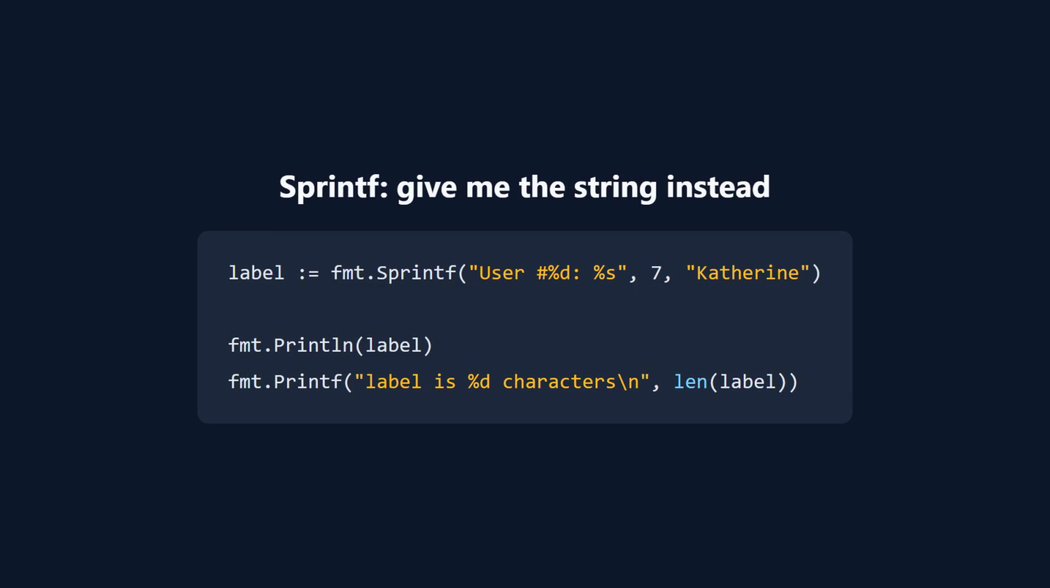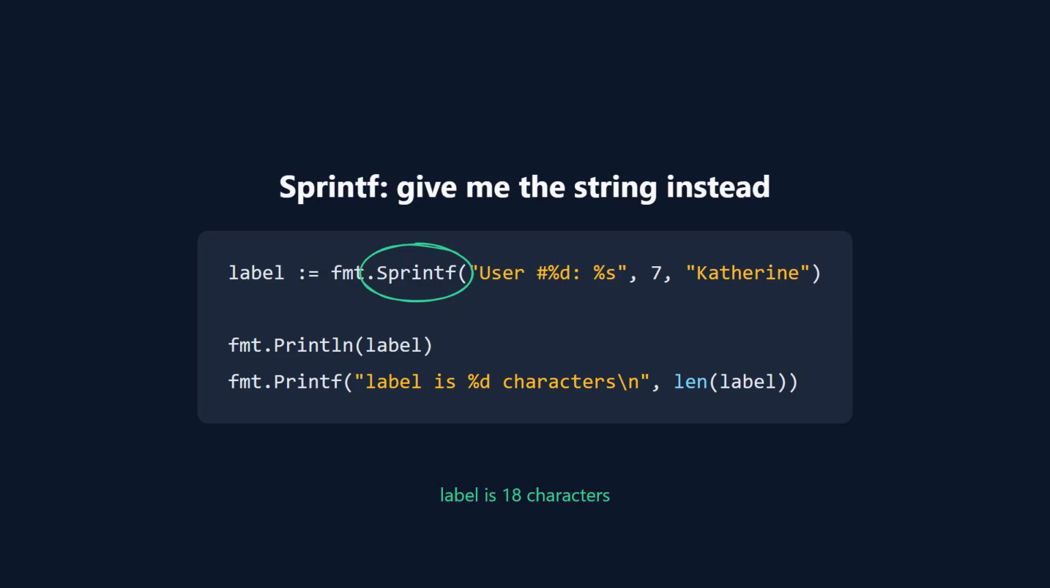Sometimes you do not want to print the text at all. You want to keep it. Maybe you need to store it, or return it from a function, or drop it into an error message. That is Sprintf. The extra S on the front stands for string. It does everything Printf does, but instead of printing, it hands the finished string back to you. So here we build the line user #7, Catherine, and we keep it in a variable called label. Now we can print it, or measure it, or do anything else you can do with a string.